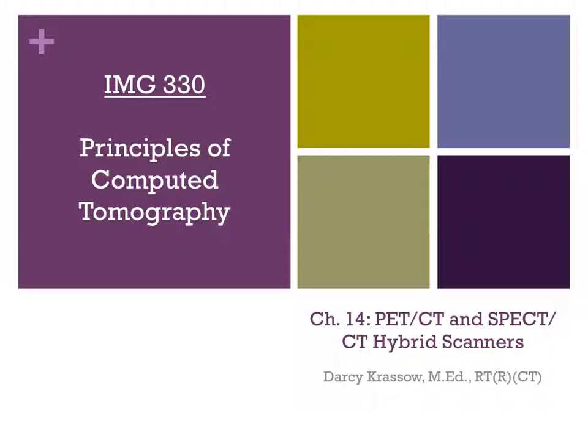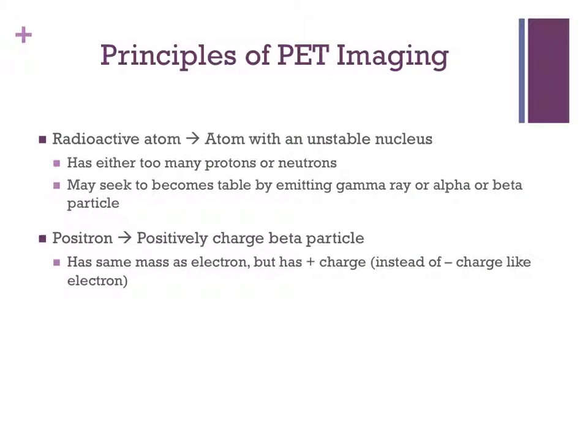However, SPECT and PET do not show anatomic detail very well, and this is why it is helpful to correlate between CT images as well as PET and SPECT images in order to make a diagnosis. We will begin by discussing the principles of PET imaging.